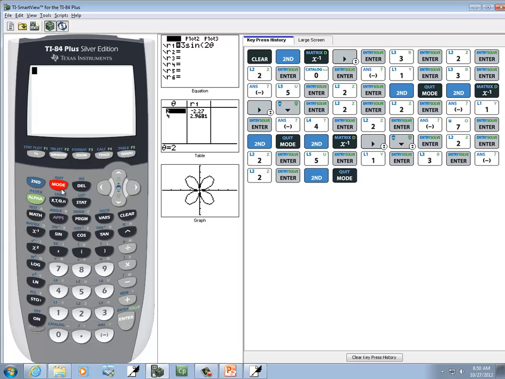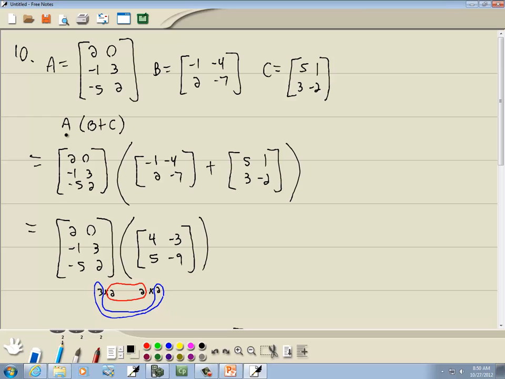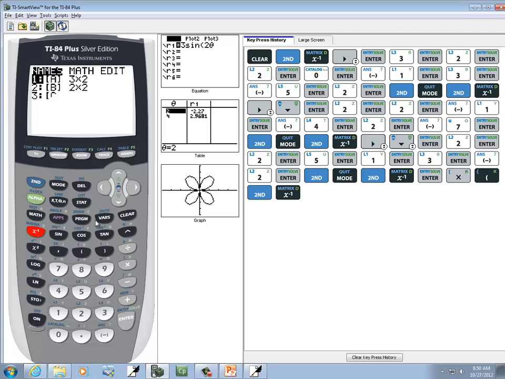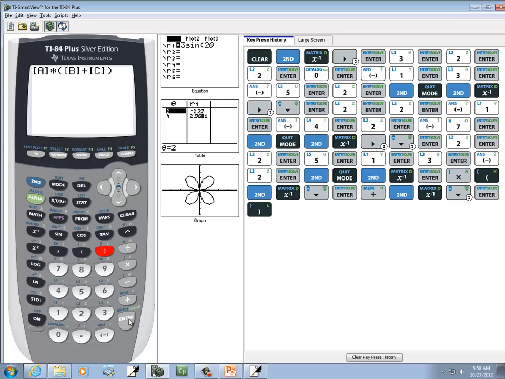Exit out. Now what we want to put in is this right here. So we got A. So I do second x to negative 1, enter on A, and I don't know if I can put it right next to parentheses, so I'm going to do it times. And then begin in parentheses, B plus C. So second x to negative 1, down arrow to B, plus, go back in the matrix menu, down arrow to C, enter, close parentheses, enter.